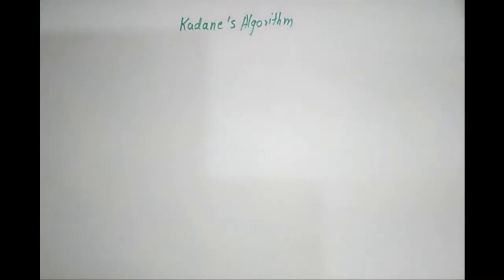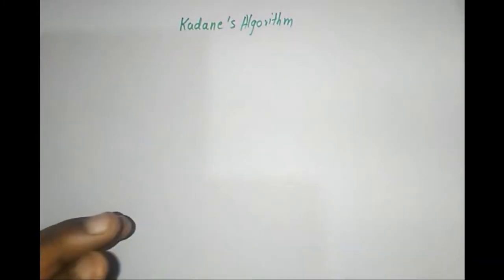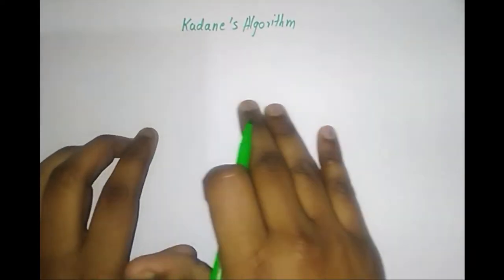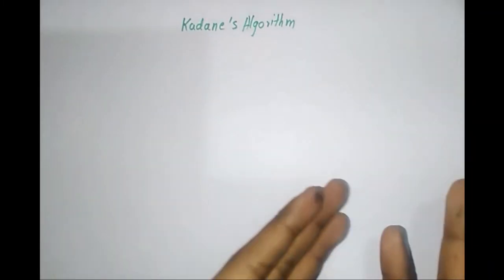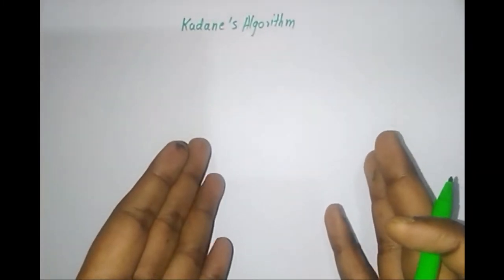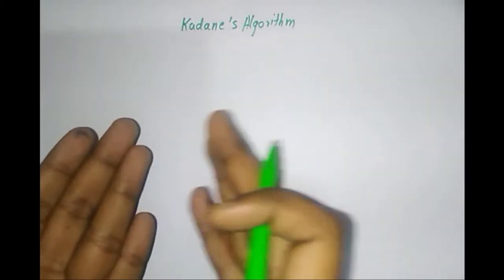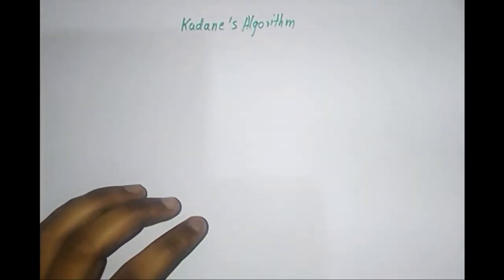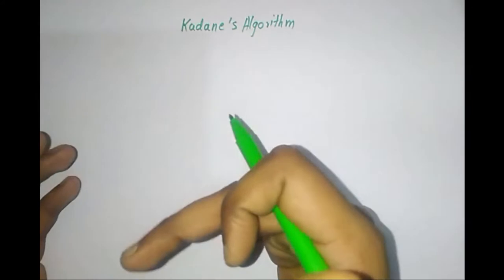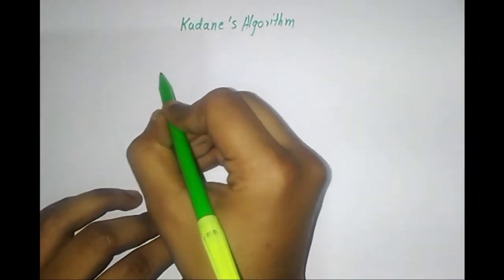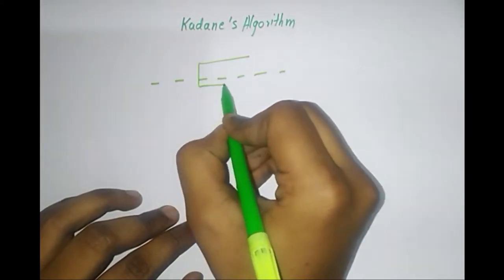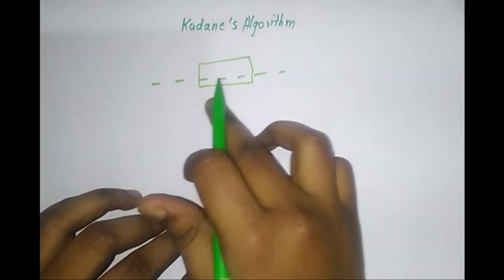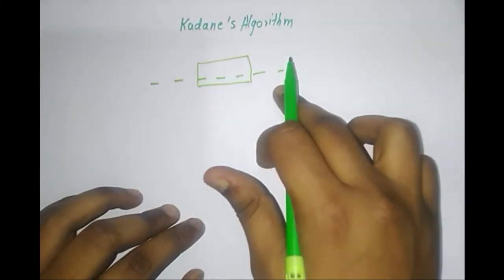Today we are going to solve a problem, Kadane's algorithm. In this problem, we are given an array and we have to find the sub array whose sum is the maximum among all of the sub arrays we can find. So if we are given an array like this, we have to find a sub array with the maximum sum among all the sub arrays in this particular array.